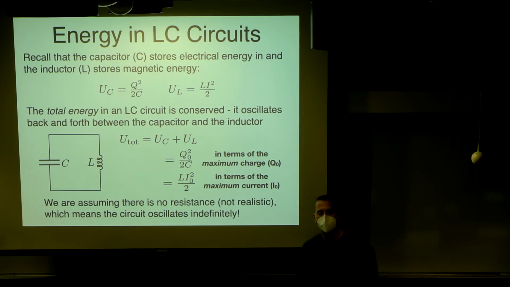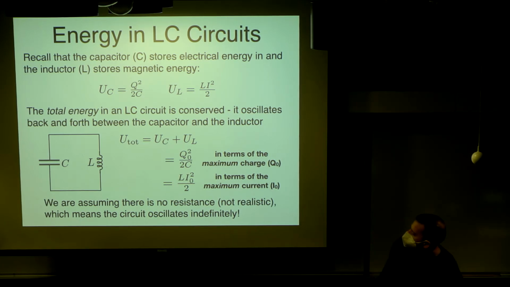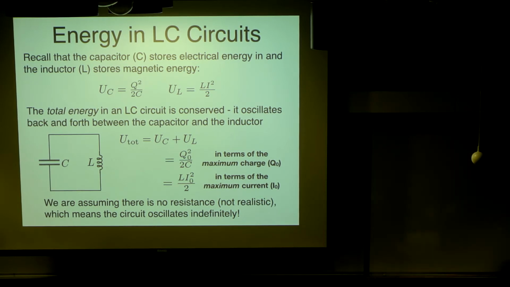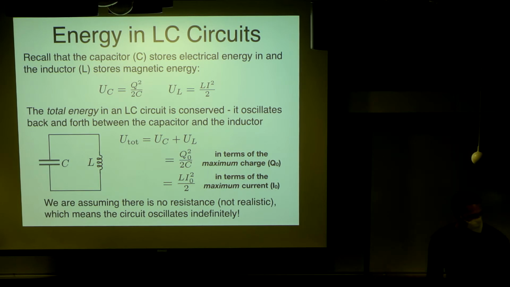One thing I should mention real quick is that the assumption I'm making is that there's no resistance in the circuit, which is not exactly realistic. A more realistic circuit, which we don't have time to go over in this class, would be something called an LRC circuit, where we introduce some resistance alongside the capacitor and the inductor. But assuming no resistance, it just oscillates back and forth indefinitely, never stops. If there is resistance, then the oscillations die out over time. Make sense?